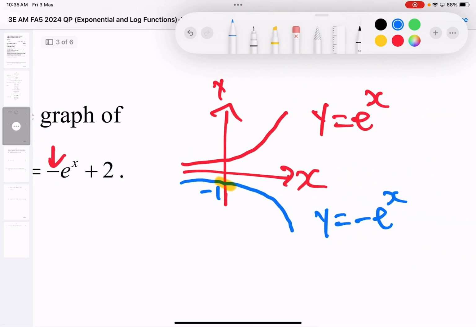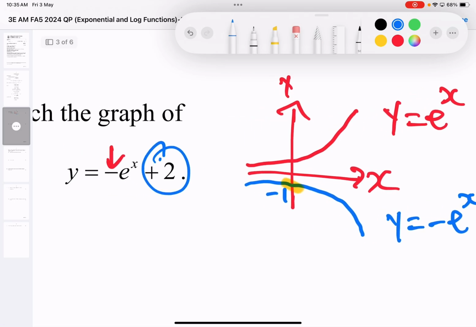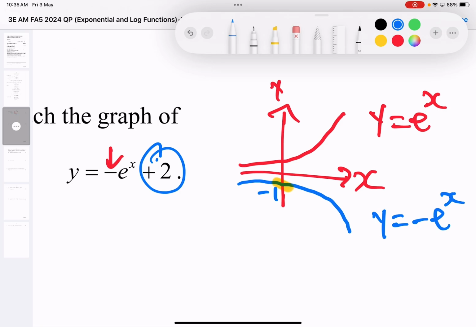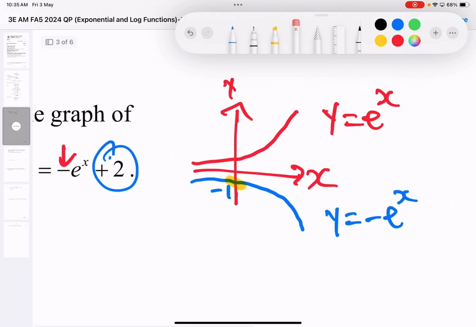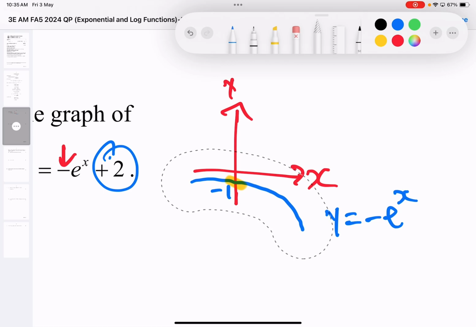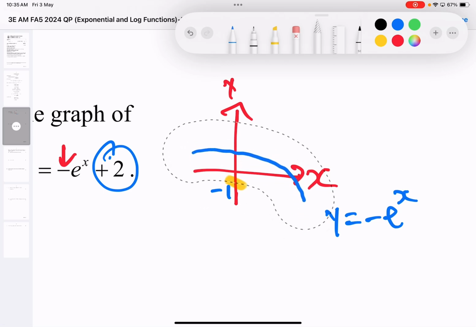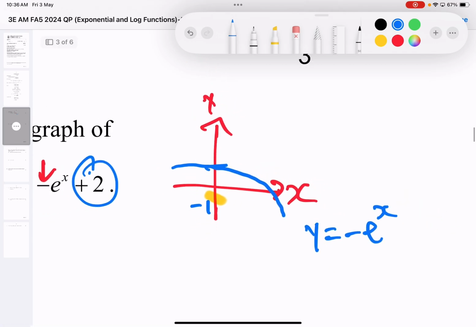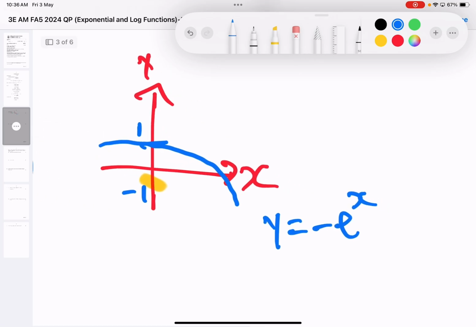But now you're going to have a plus 2. What does the plus 2 do? Do we go up and down or left and right? Up and down. Plus 2, we go up or we go down? Up. So essentially, let me delete this off. For my final answer, I need to shift this curve up. If I shift this curve up by 2, what is my new y-intercept? 1. Yes, this one is correct.